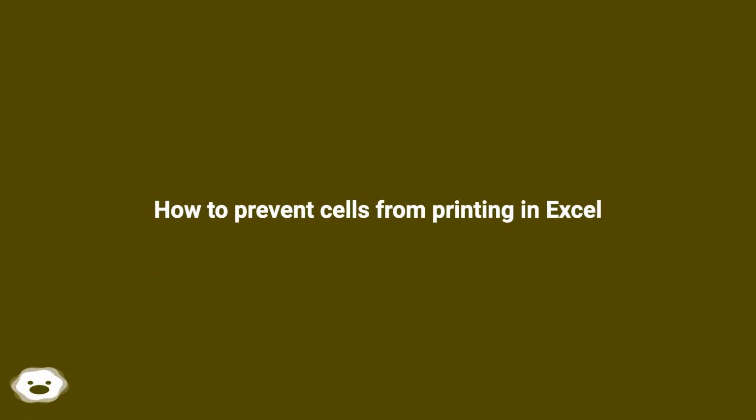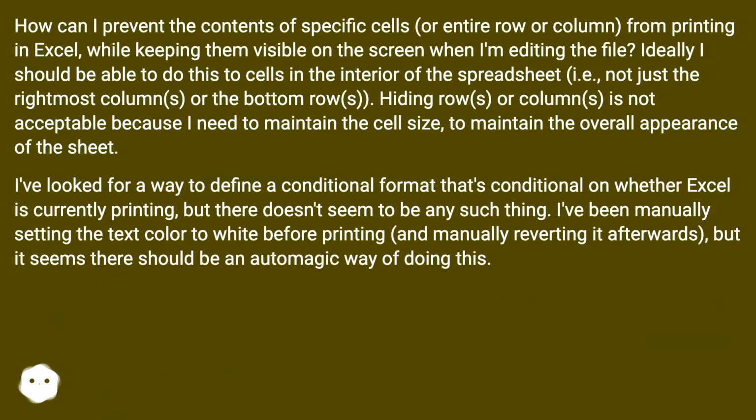How to prevent cells from printing in Excel. How can I prevent the contents of specific cells, or entire row or column, from printing in Excel, while keeping them visible on the screen when I'm editing the file? Ideally, I should be able to do this to cells in the interior of the spreadsheet, i.e., not just the rightmost columns or the bottom rows.